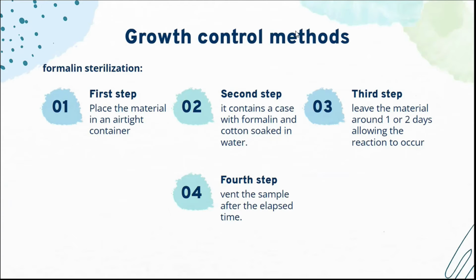In the growth control methods, we found the formalin sterilization. In the first step, we're going to place the material in an airtight container. The airtight container contains a case with formalin and cotton soaked in water. We're going to leave the material around 1 or 2 days, allowing the reaction to occur. And lastly, we're going to vent the sample after the elapsed time.